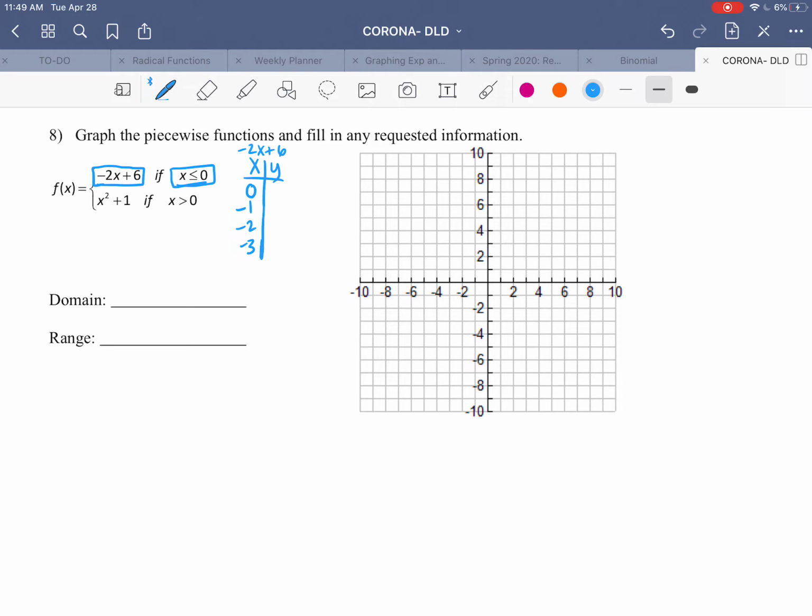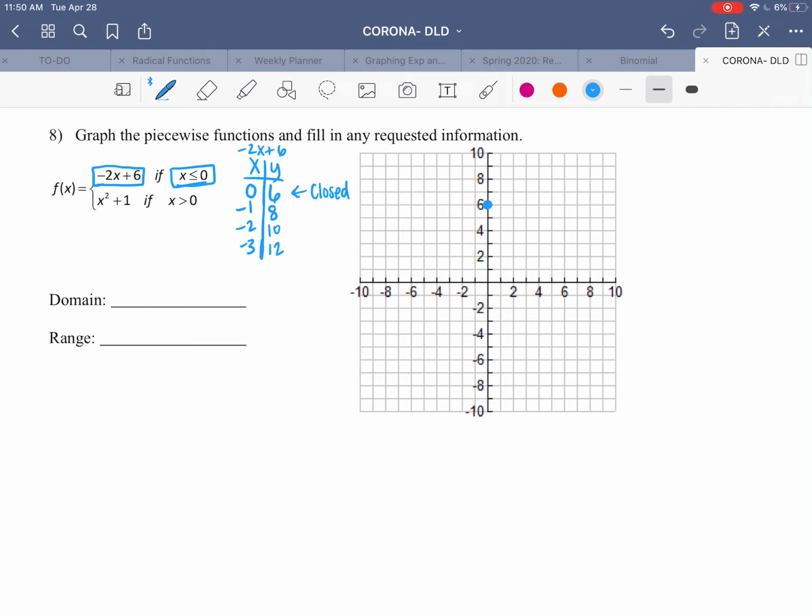So your options are to plug in these 4 x values into x and find y, which would be 6, 8, 10, and 12. Also, if you're more comfortable typing this function into the graphing calculator, then you can do second table and find the points. Either way, you just need these points. Then the next thing you want to look at is at 0, is this going to be an open circle or a closed circle? Well, it's less than or equal to, so that equal to means it's going to be a closed circle. So let's go ahead and graph these points.